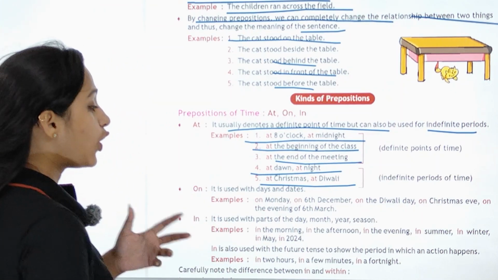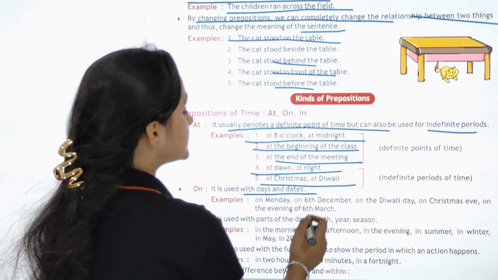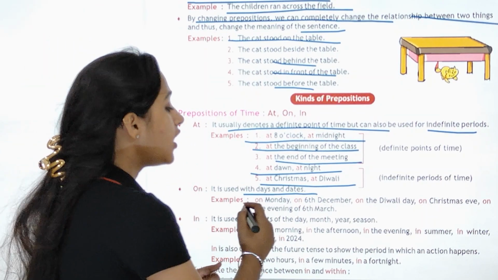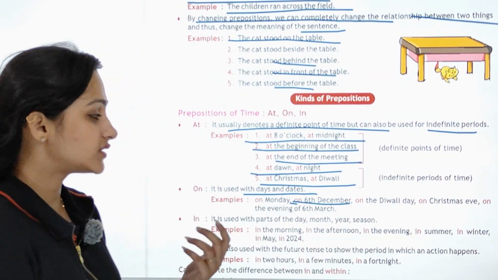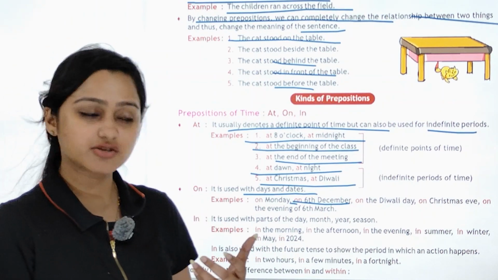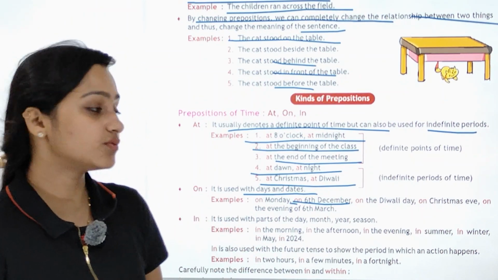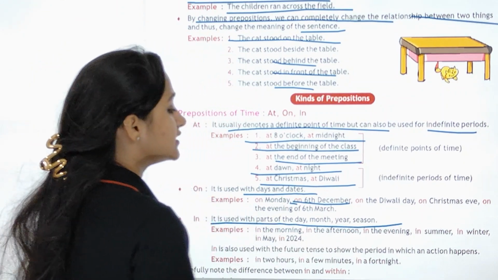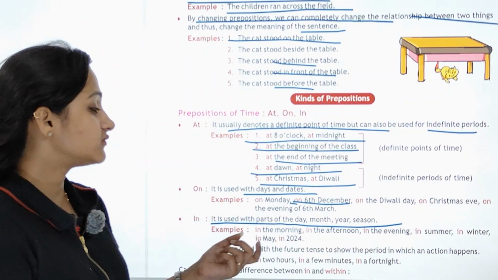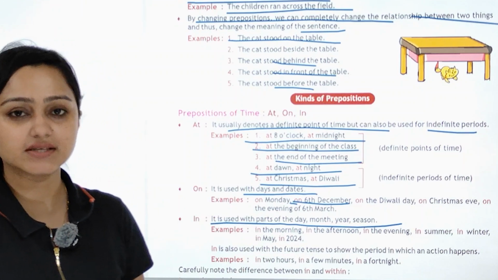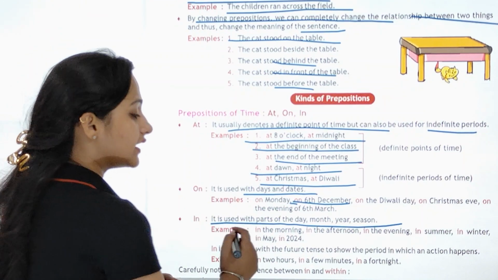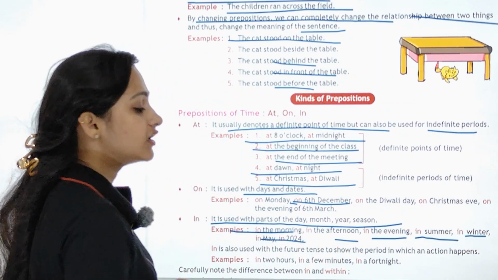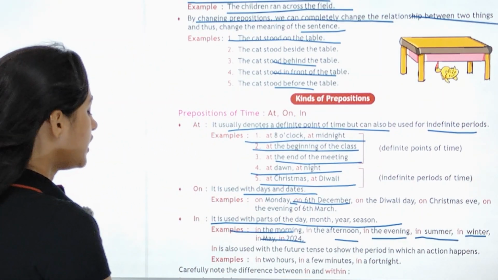Now on क्या होता है? It is used with days and dates. Days और dates के लिए use होता है. Like on Monday, on 6 December, on Diwali day, on Christmas Eve, on the evening of 6th March. और in का यूज होता है. It is used with parts of days, months, years, seasons में किसके साथ? Parts of days के साथ, months के साथ, years के साथ और seasons के साथ यूज होता है. Examples: in the morning, in the afternoon, in the evening, in summer, in winter, in May, in 2024.